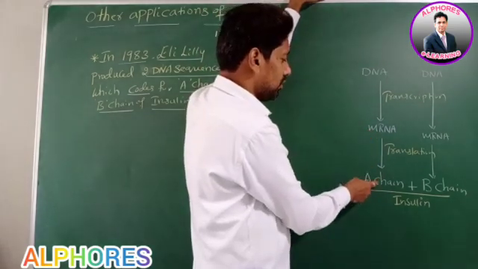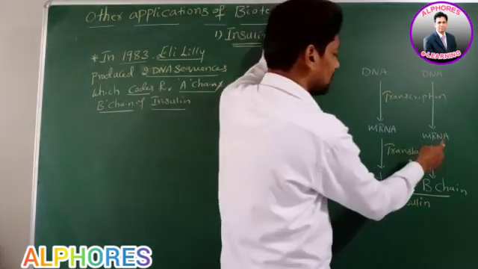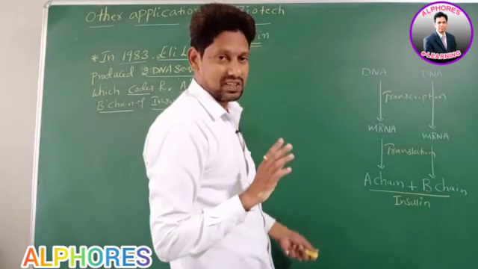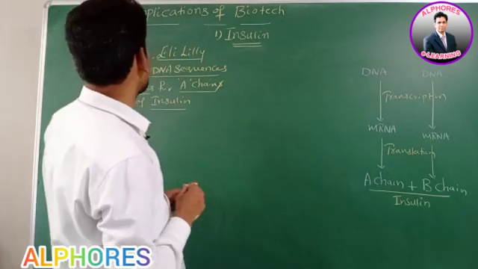Therefore, mRNA produced A chain by translation. mRNA produced B chain by what, sir? Translation process. Yes or no? Right? Now, see this statement carefully.